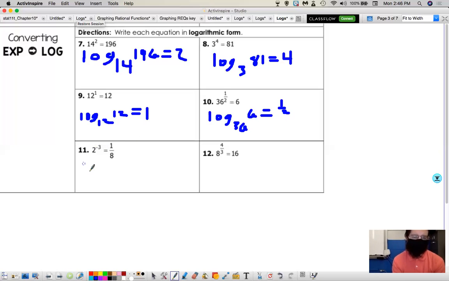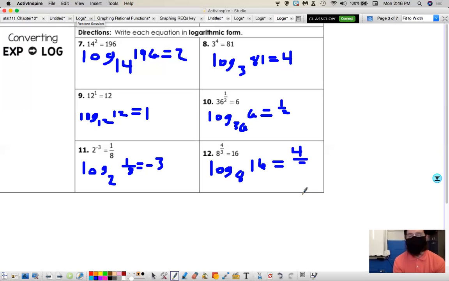So log base 2 of 1/8 is negative 3. Okay. All right, right here. Log base 8, argument 16 is 4/3.